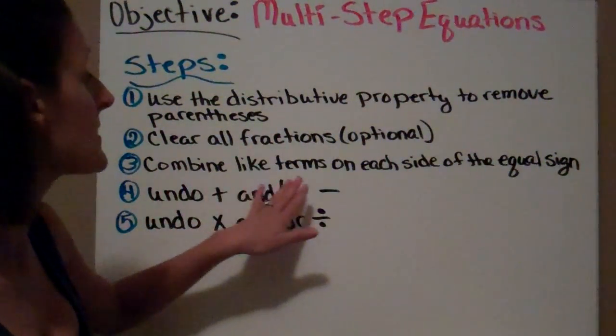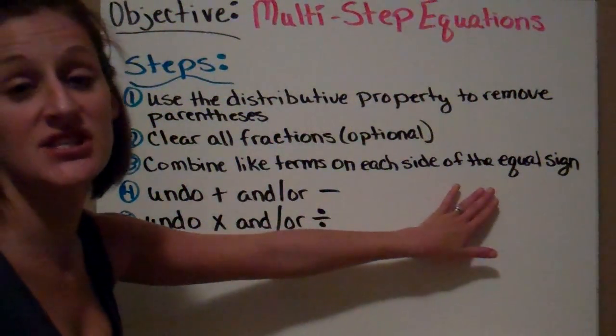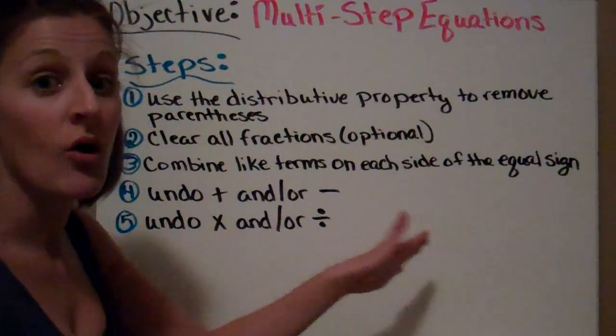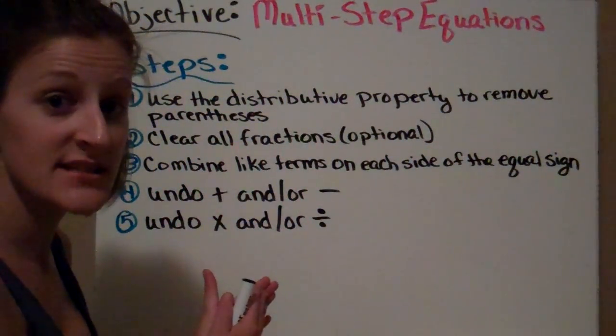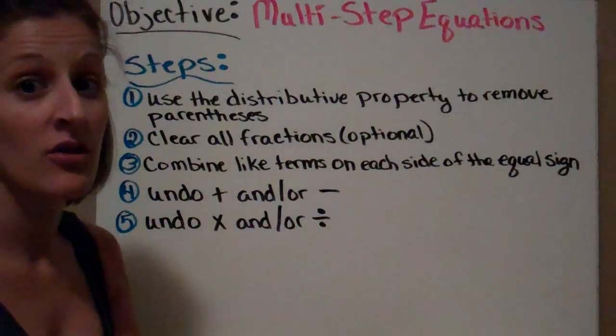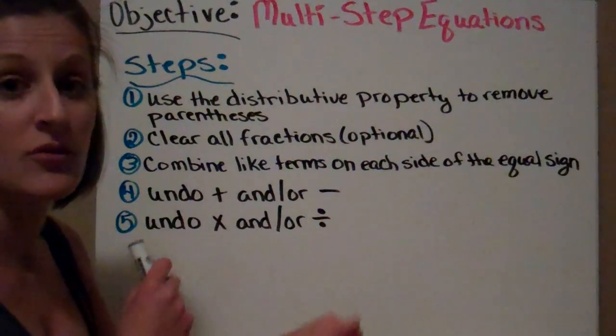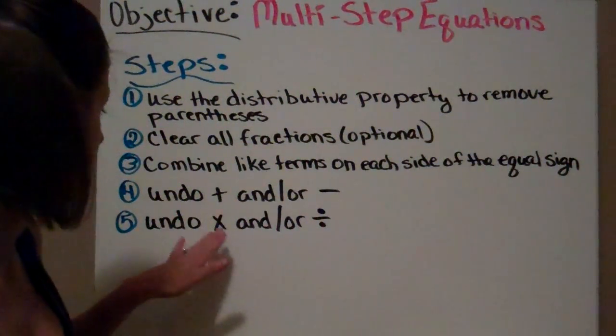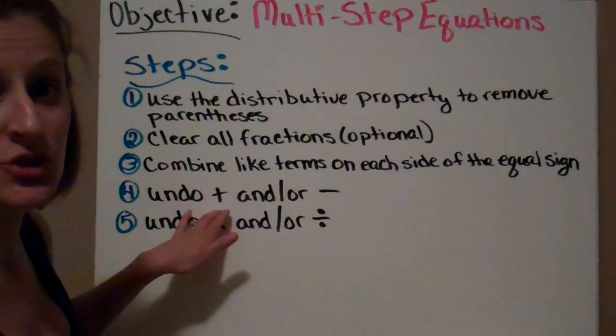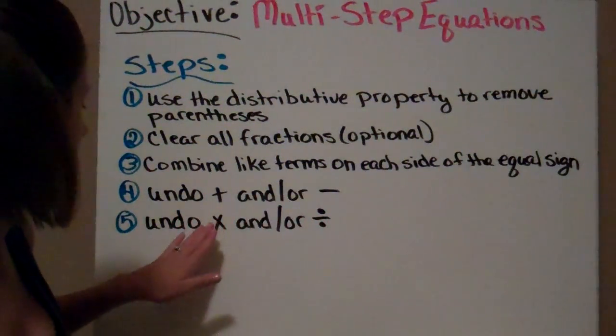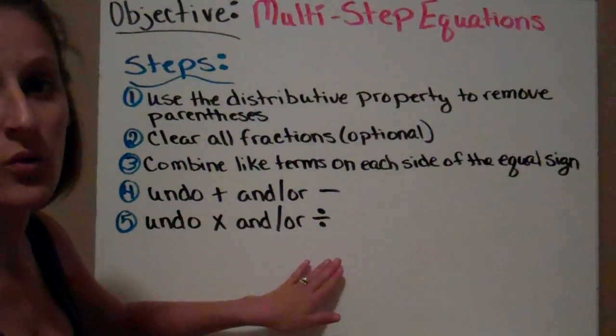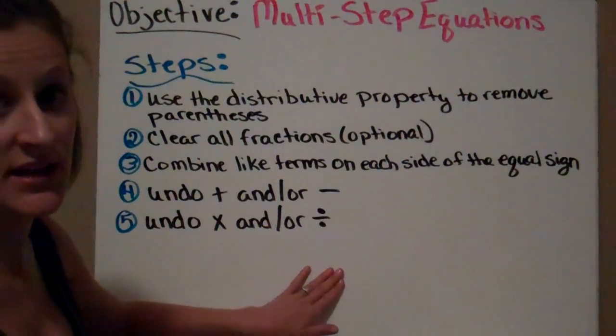The third step is combine all the like terms on each side of the equal sign. Now, all the like terms on the right side will be combined, then all the ones on the left side, but they're not moving across the equal sign quite yet. Then you're going to undo your addition and/or subtraction, and then undo your multiplying and/or dividing.